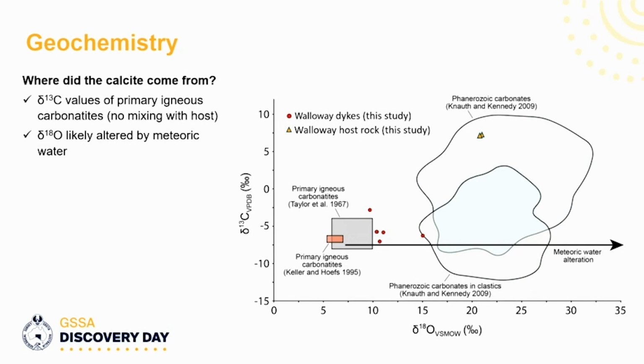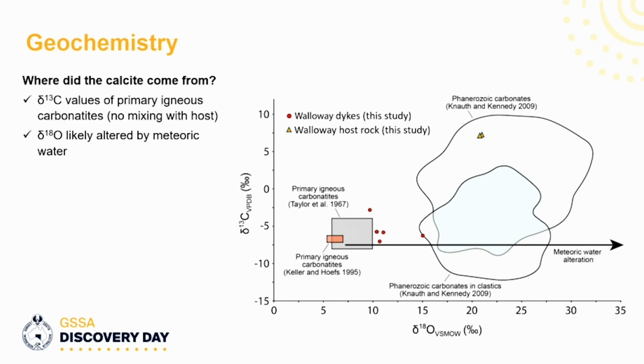On the vertical axis, we have carbon in delta 13C. On the horizontal, we have oxygen in delta 18O. The red dots represent the samples from the Walloway dikes. What you'll see is that none of that data plots within the primary igneous carbonatites field. However, what we don't see is those red dots plotting up by those orange triangles, which are the carbonate-bearing host rocks from Walloway.